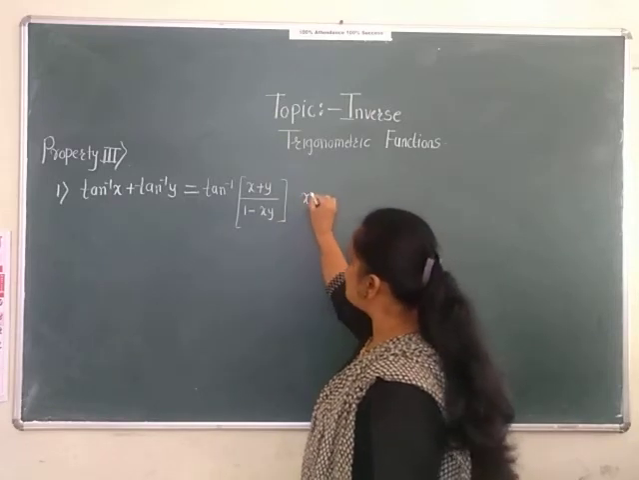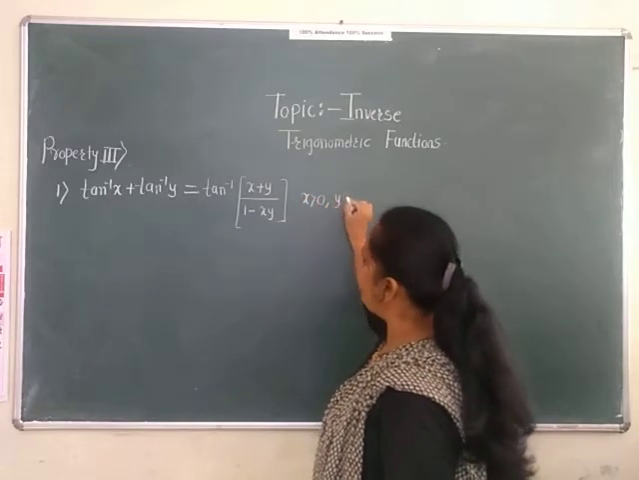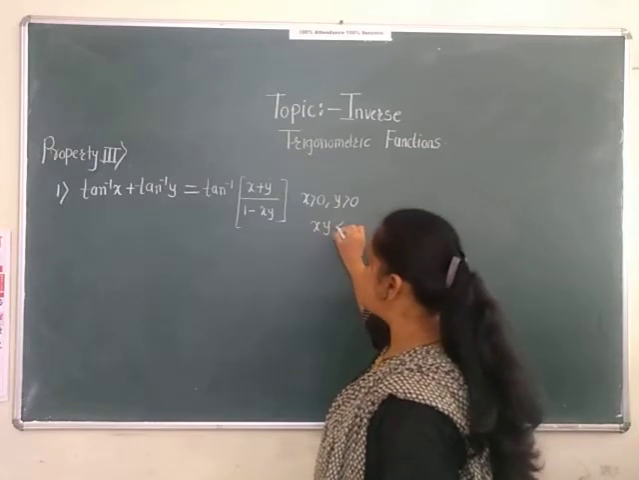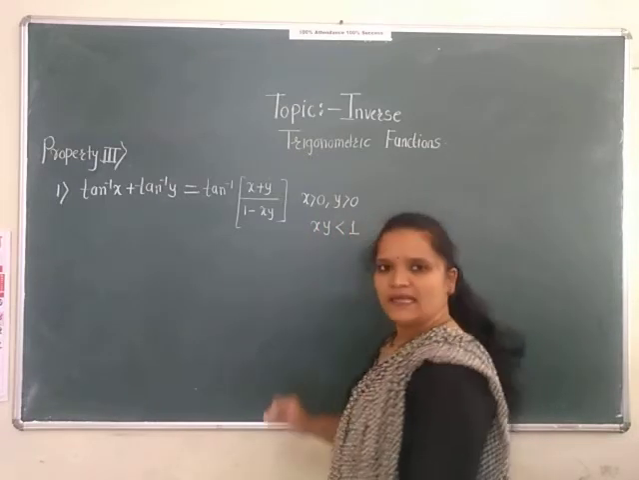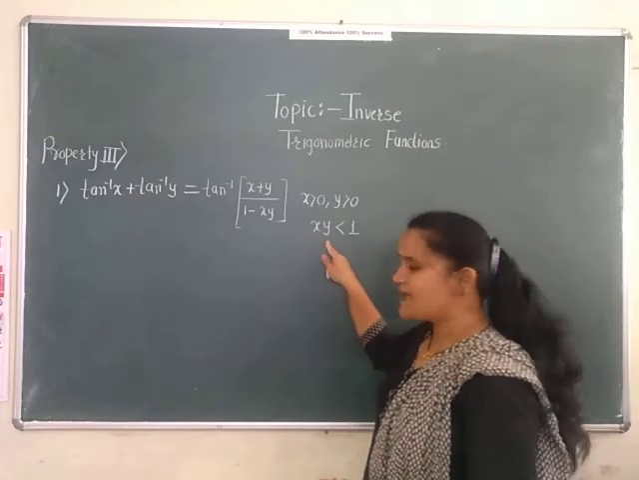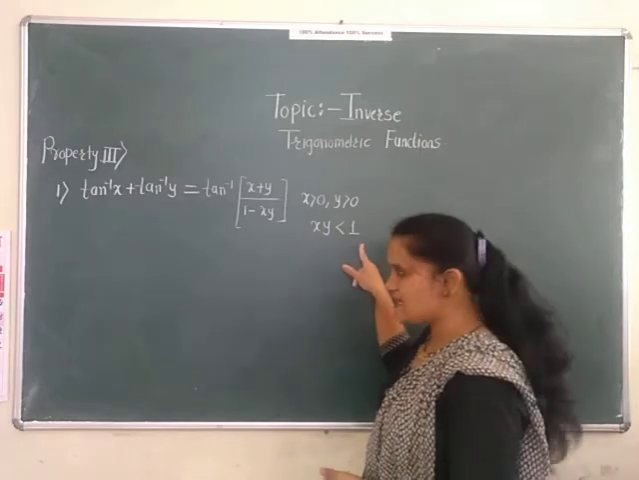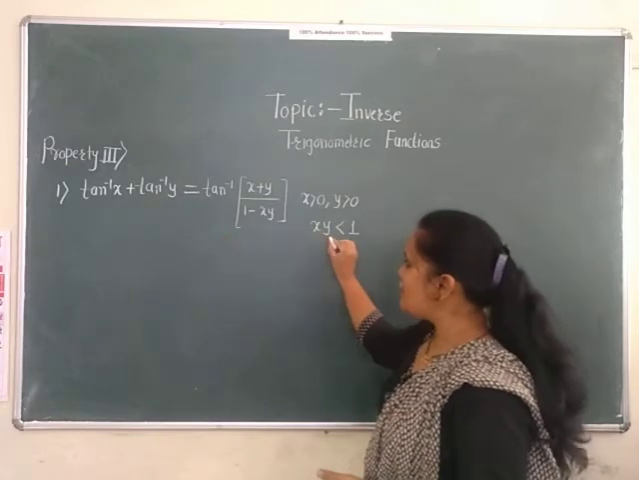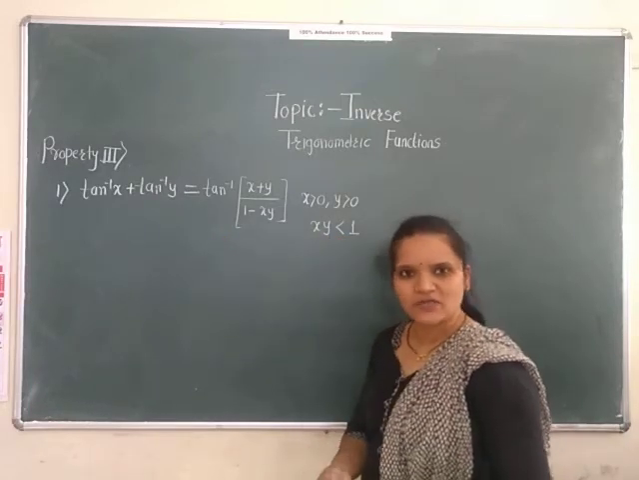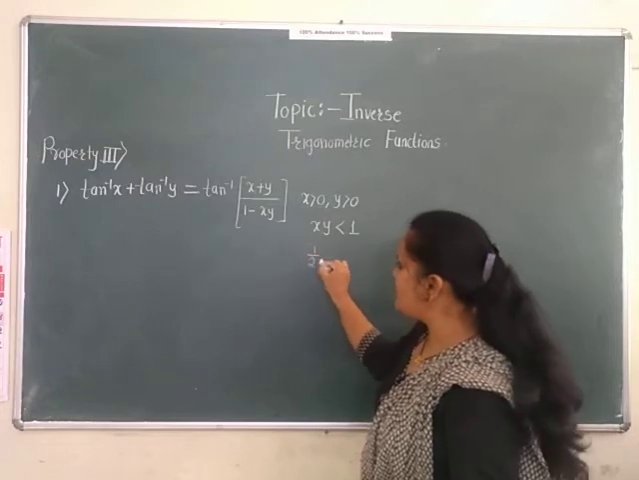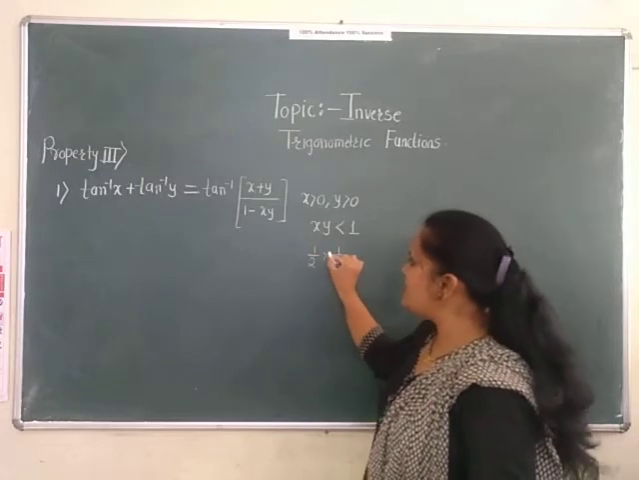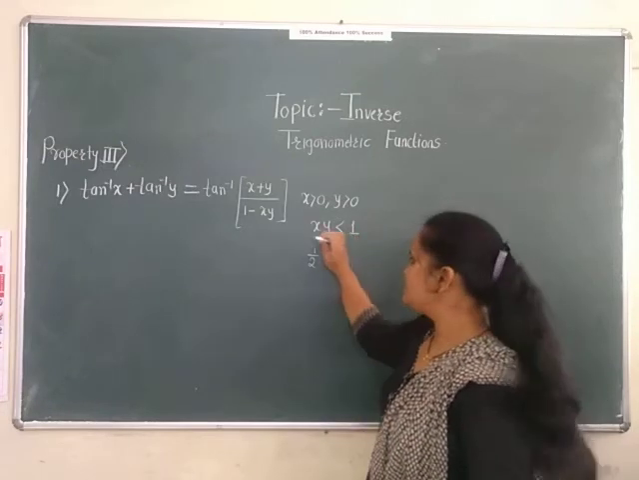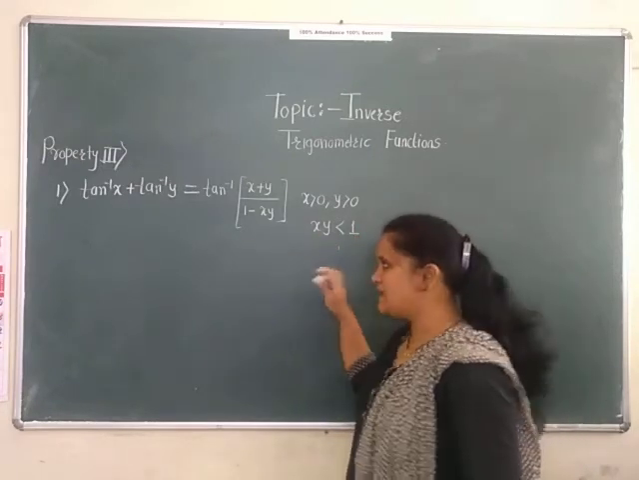Here x should be greater than 0, y should be greater than 0 and x into y, its multiplication should be less than 1. x और y का जो multiplication है वो अगर less than 1 है, then we can write this formula. Means x और y हमेशा क्या होने चाहिए, fraction होने चाहिए. Means x क्या हो गया 1 by 2, 1 by 3, ताकि इनका multiplication क्या आएगा, less than 1. So we have to keep this in mind.